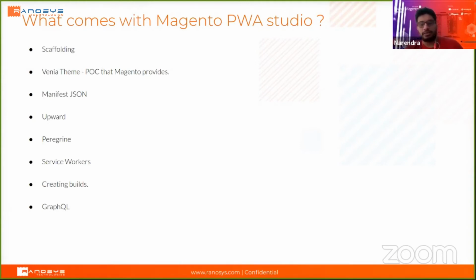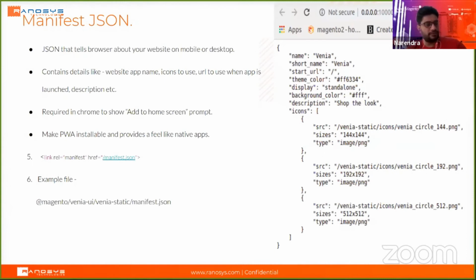Creating builds: there are commands, and in the file and folder structure we will discuss a dist folder. When you run yarn run build, the build is created and all the JS is compiled and available in that dist folder. And the GraphQL, we will discuss again. GraphQL is a query language. We will discuss that also in detail. So first of all, manifest.json.